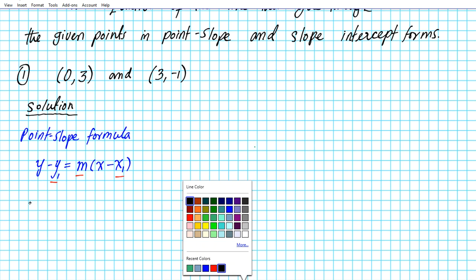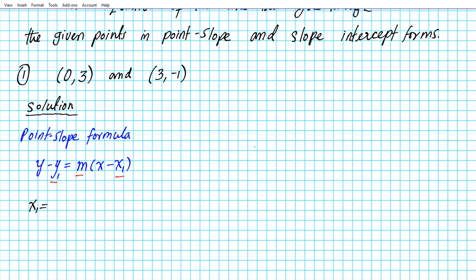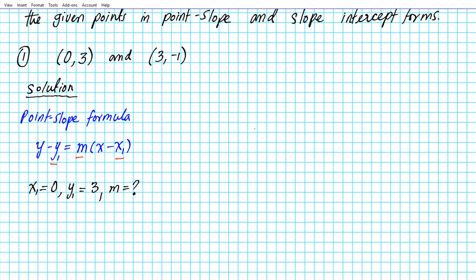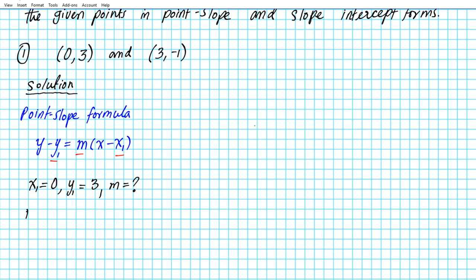From the first point, we can see that x1 is 0, and y1 is the y-coordinate of the first point, 3. Our slope m is unknown. It's not given. So what does that tell us? It tells us that we have to find what the slope is. So let's find what m is.